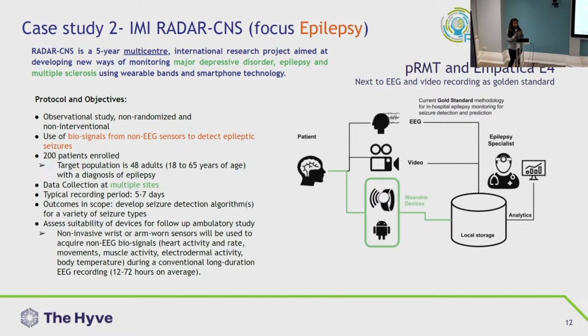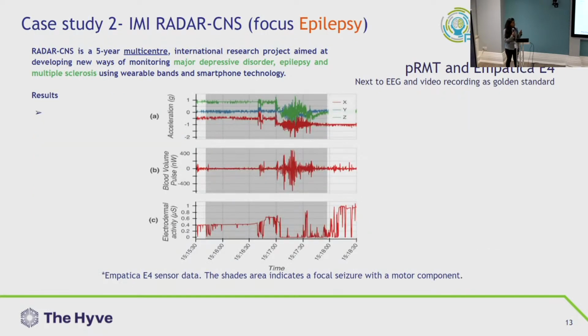And then we were comparing the data that we got from EEG and video and the data that we got from the wearables. So in this case, you can clearly see the data that we got from Empatica. You can clearly see when they had a seizure and how continuous this data is.